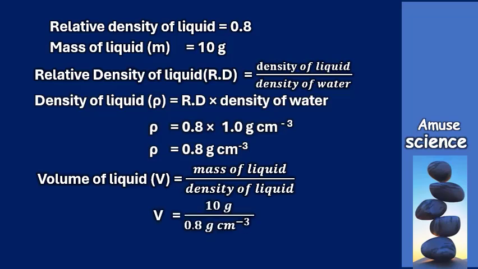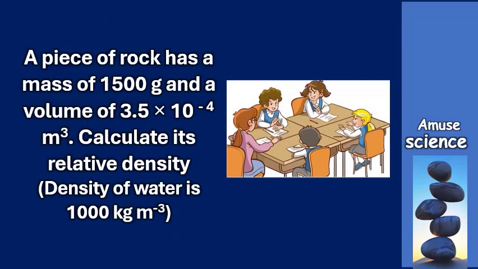Now that we know the density of the liquid and the mass of the liquid, we can find its volume. So the volume of a liquid will be equal to the mass of the liquid divided by the density. And so the volume will be equal to 10 grams over 0.8 grams per cubic centimeter. And the final answer is 12.5 cubic centimeters. So the volume of this liquid is 12.5 cubic centimeters.